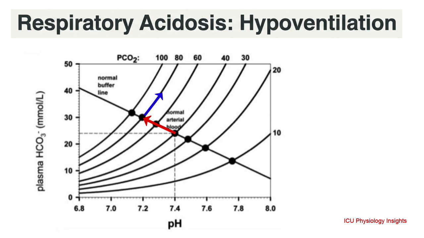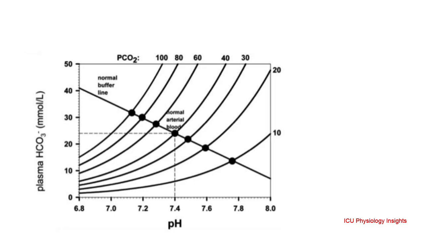Over hours to days, the kidneys start to compensate. They begin to retain bicarbonate to buffer that extra acid. This is a metabolic compensation. And on our diagram, it moves our point up along that new higher PCO2 isopleth. And as you can see, this action brings the pH back towards normal. But it's really crucial to remember this. In the body, this compensation is almost never complete.